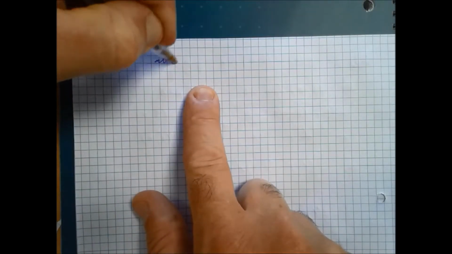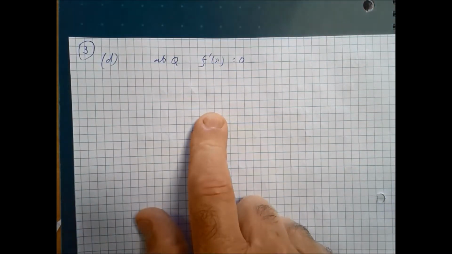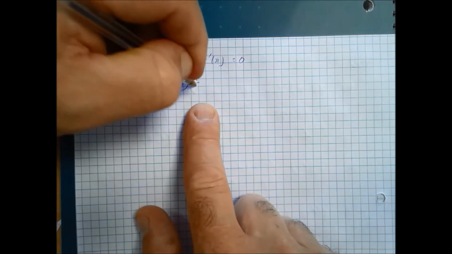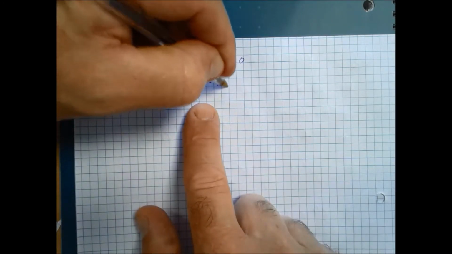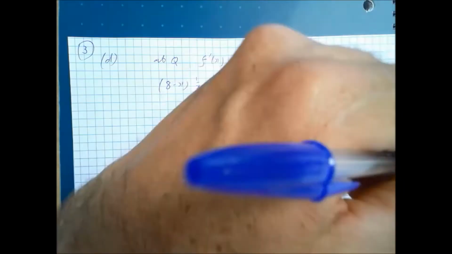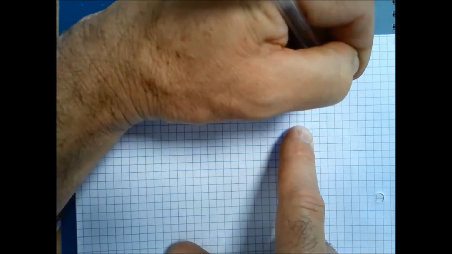Part D is show that the x coordinate of Q is a solution to the formula they give you there. We know at Q f dash x equals 0, and so 8 minus x times 1 over x minus ln x equals 0. Now we're trying to get it into the form x equals 8 over 1 plus ln x.